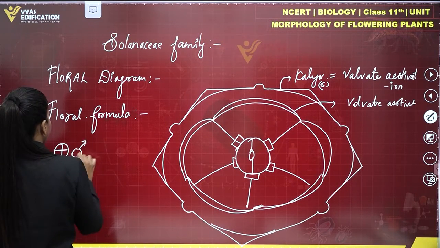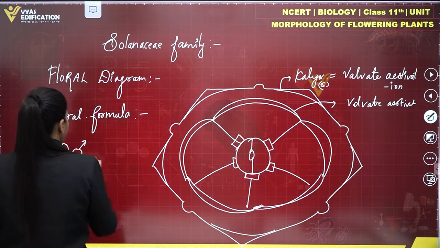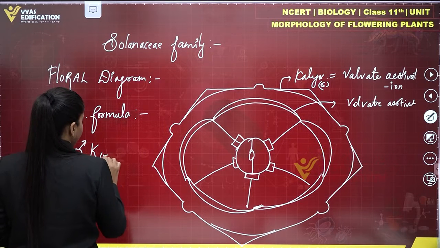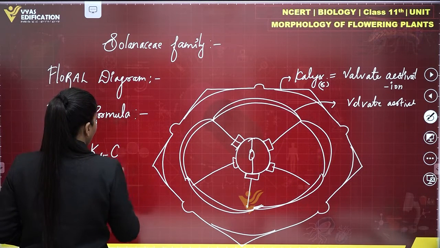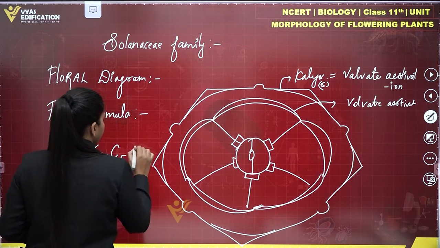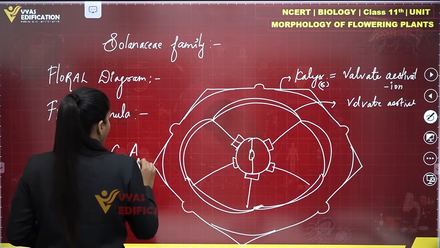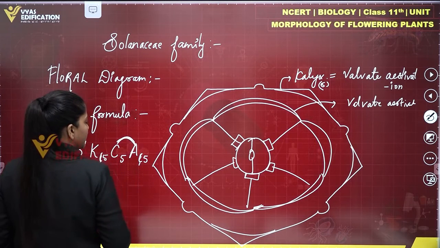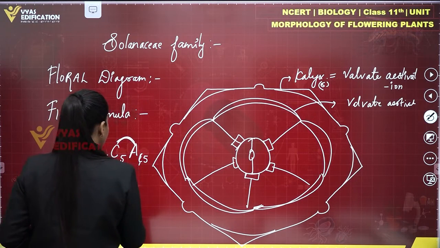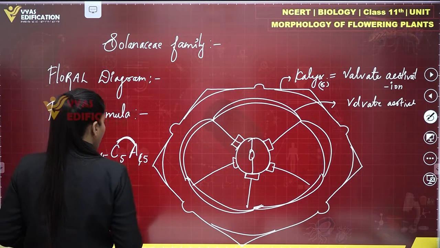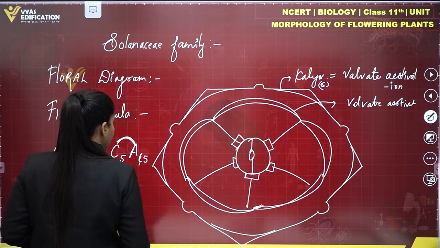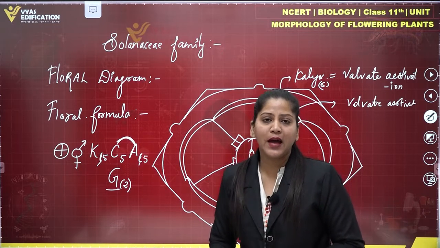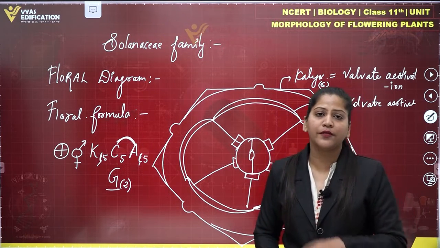They are also bisexual flowers, first of all. Then the calyx are 5. The corolla are also 5. Then androecium are also 5, but they are in epipetalous condition. Then they have superior ovary, which is 2, and are fused with each other. So this is the floral formula. So we have completed the solution of this question.